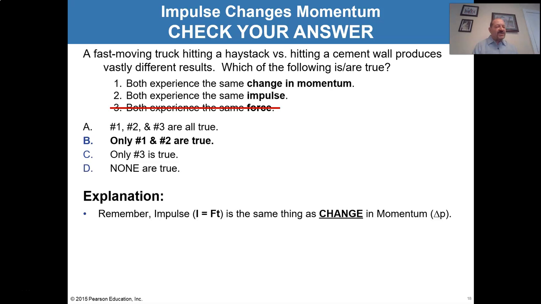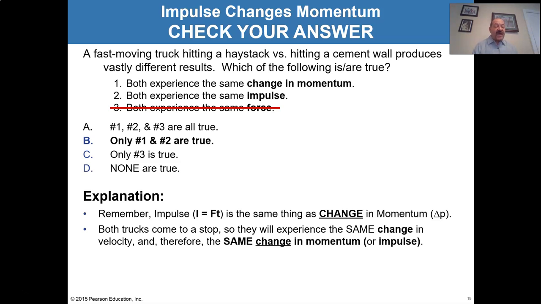We know the impulse is equal to force times time. But when they hit a haystack, it takes a lot longer to slow that truck down than a brick wall does. So if they both have the same impulse, that means the Ft of one has to equal the Ft of the other. But the t of one is much greater than the t of the other. The one with the high t must have a low force. The one with the low t must have a high force.